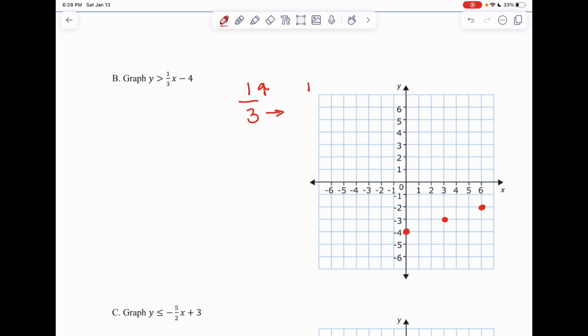or to go backwards, I can go down and to the left. So down 1 to the left 3, down 1 to the left 3.